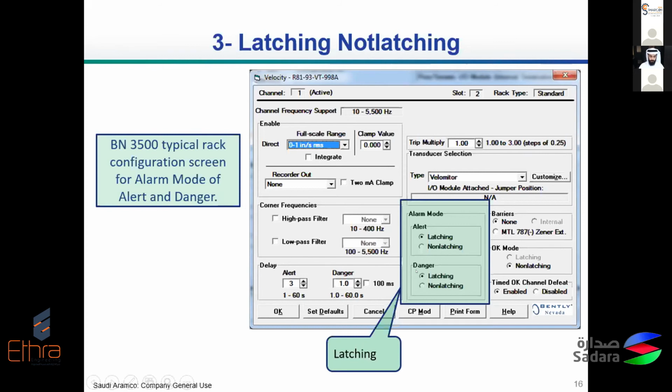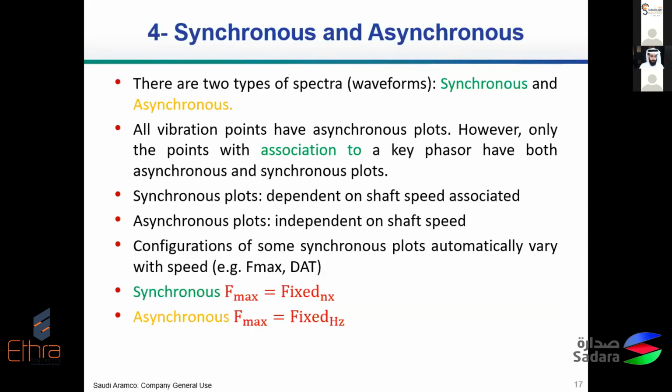The way we are going to do the remaining slides, we are going to explain the concept, and we are also going to show you a sample of the configuration screens just to have a flavor of how to configure it. We finished latching and non-latching. We will go to another parameter called synchronous and asynchronous. And this configuration is more related to diagnostics. It is more related to interpreting the plots of the high vibration. So this is used usually in order to determine if the high components are available or not in the spectrum.